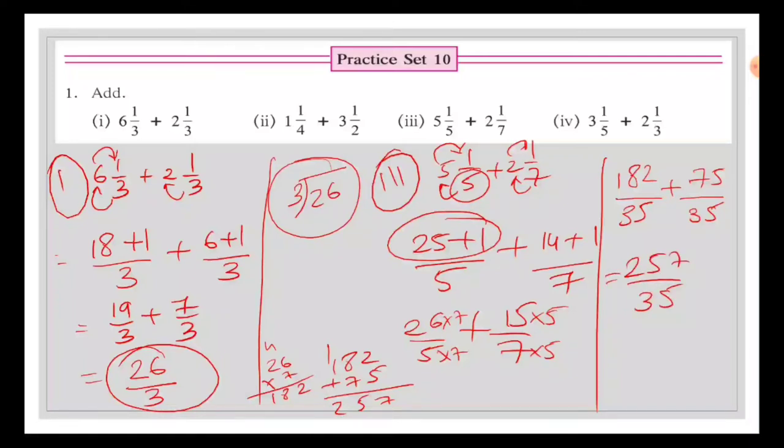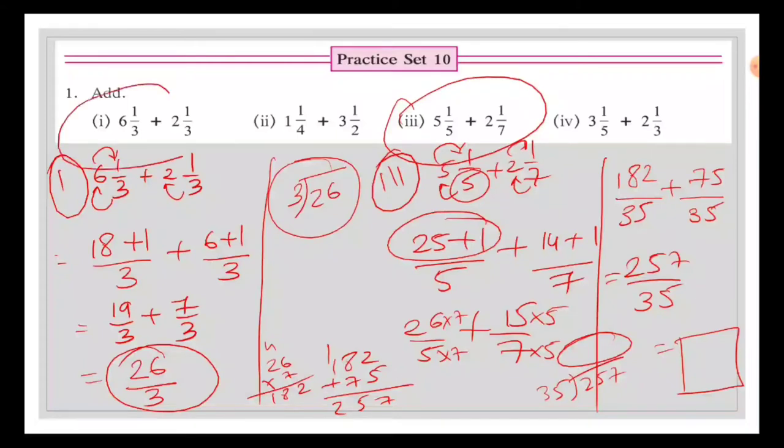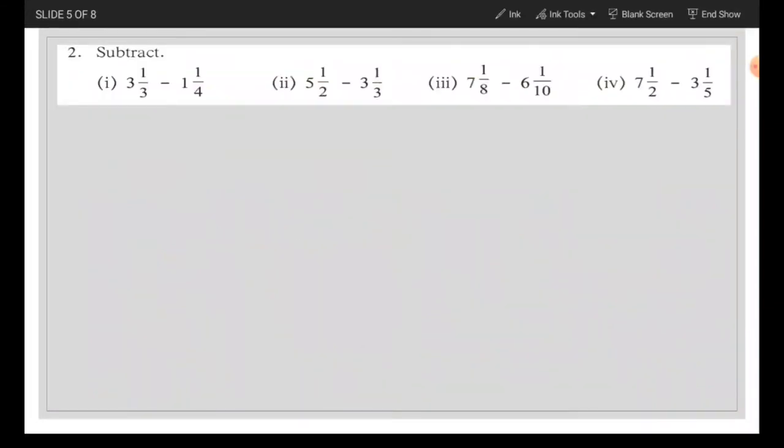The last step will be what? You have to just divide it like this: 257 divided by 35. Whatever is your quotient, whatever is your remainder, you have to follow the formula and write it as a mixed fraction. So this sum has been done for y'all. This and this will be homework for y'all. If you have any doubt, y'all can just comment down.